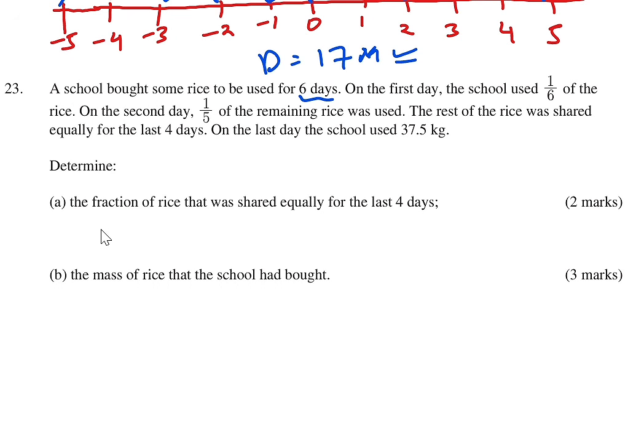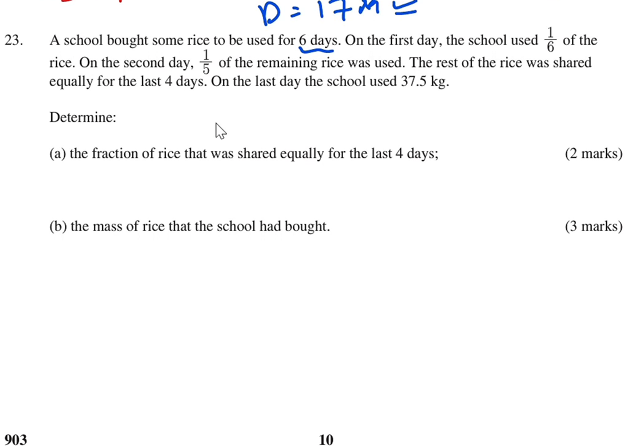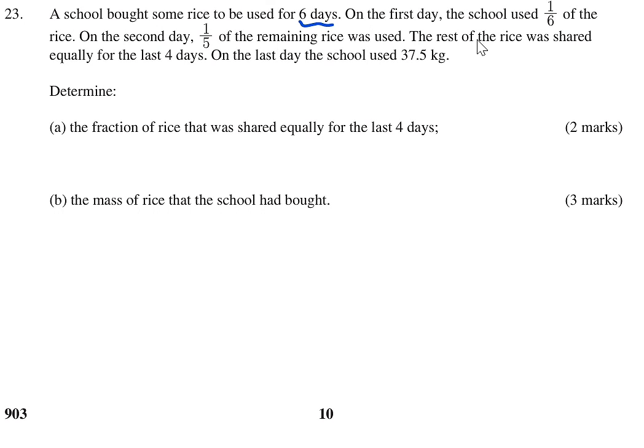Determine, this is the applications of fraction, grade 8 work. A, the fraction of the rice that was shared equally for the last 4 days. Then B, the mass of the rice that the school had bought. Very, very easy. So you have to work step by step. Tuwakilia wapi hapa chini. So once the school used 1/6 of the rice. This is day 1. So first day alitumia 1/6. So first day ni 1/6.